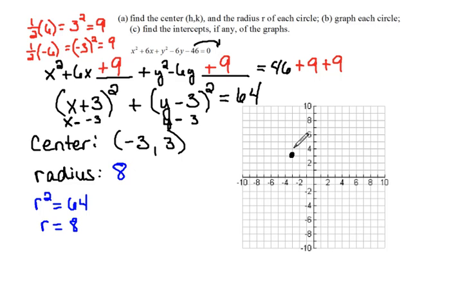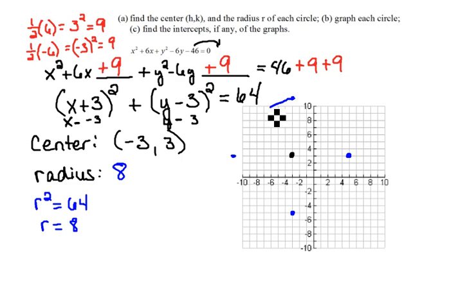So that means we're going to go up 1, 2, 3, 4, 5, 6, 7, oops, 8. Just have to go a little bit above my line there. And 1, 2, 3, 4, 5, 6, 7, 8 down. And then 1, 2, 3, 4, 5, 6, 7, 8. And 1, 2, 3, 4, 5, 6, 7, 8.